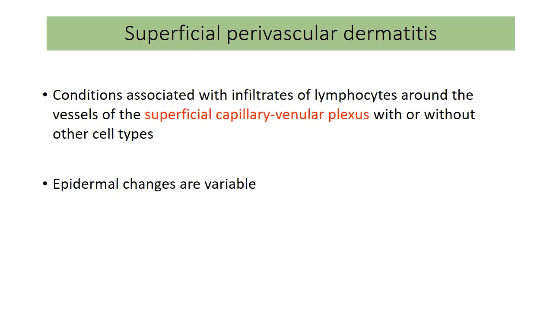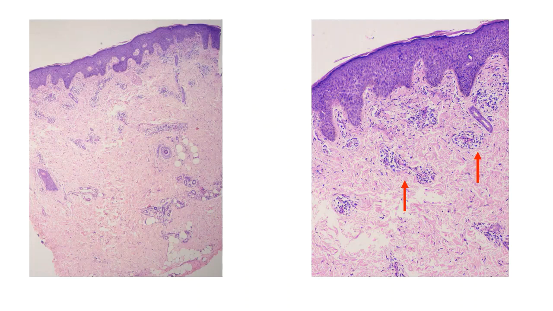Superficial perivascular dermatitis. These are the conditions associated with infiltrates of lymphocytes around the vessels of the superficial capillary venular plexus with or without other cell types. The epidermal changes are variable. Here we can see superficial perivascular dermatitis involving the upper and mid dermis. On higher magnification, we can see the inflammatory cell population is lymphocytes.